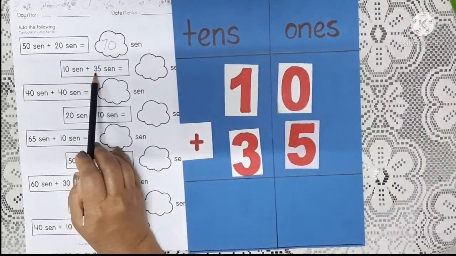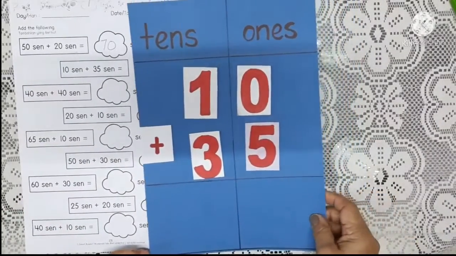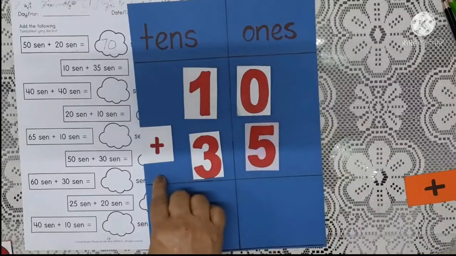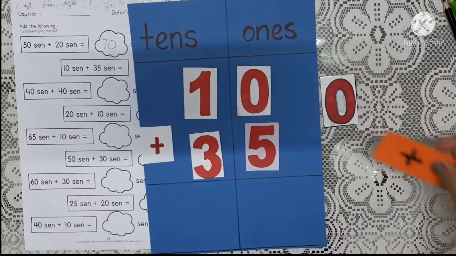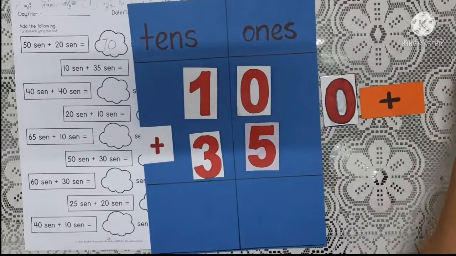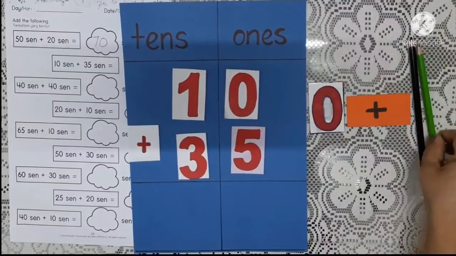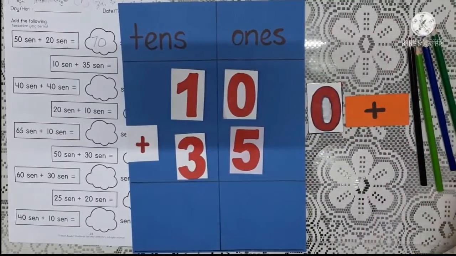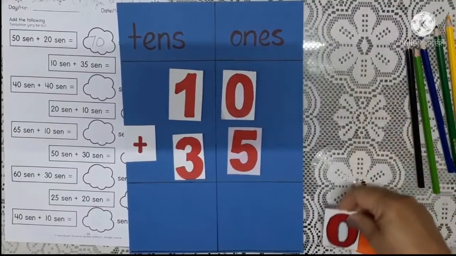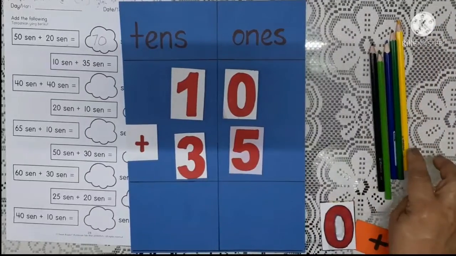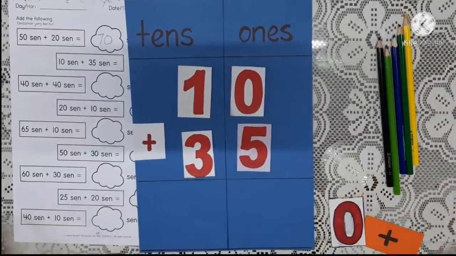The next question. 10 cent plus 35 cent. Now let's use the same method. Now 0 plus 5. 1, 2, 3, 4, 5. Now take away this and we take away this. So how many pencils are there altogether? 1, 2, 3, 4, 5.